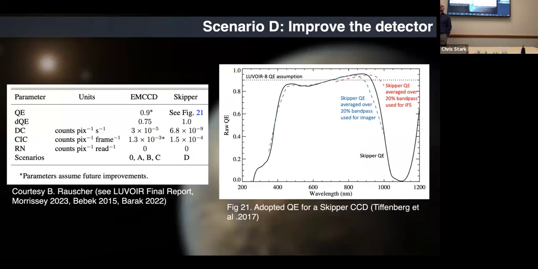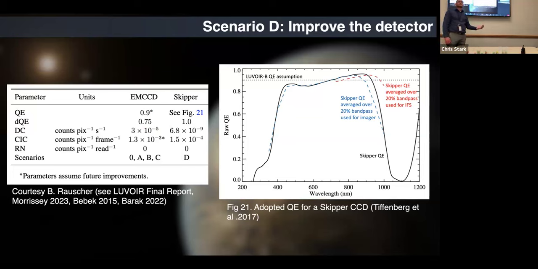We can now start talking about swapping out detectors. So the LUVOIR-B baseline was a very optimistic description of an EMCCD. They assumed 90% QE at 1 micron, factor of 10 better clock-induced charge than what is currently being demonstrated by the Roman CGI. So here we're going to assume that we move to a skipper CCD. We'll adopt the QE curve shown on the right. We'll adopt the noise parameters shown on the left. And the noise parameters are much, much lower than that of the EMCCD.